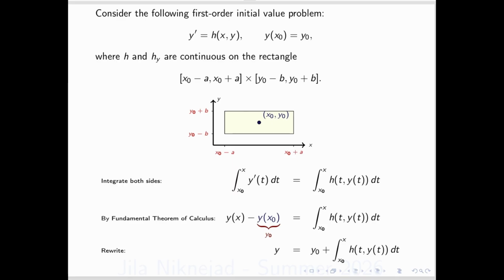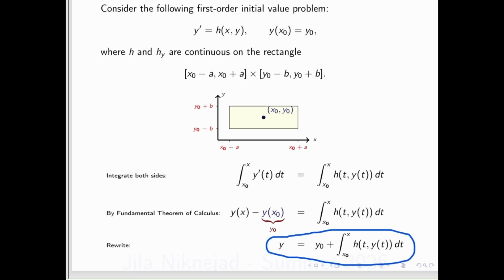Rewrite this again. Solving for y, y is equal to y naught plus the integral from x naught to x of h of t and y of t dt. This equation is the recursive relation that defines the Picard iteration.